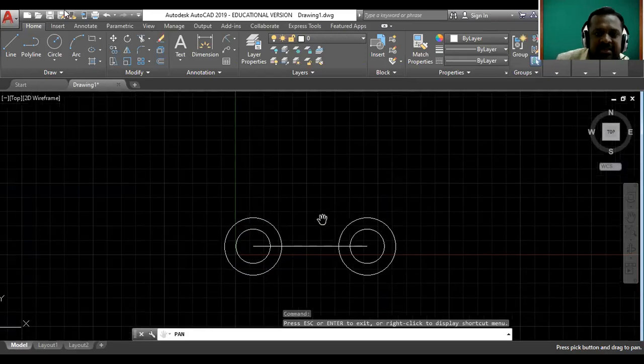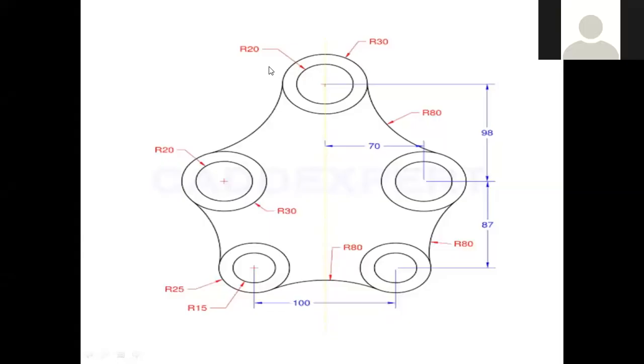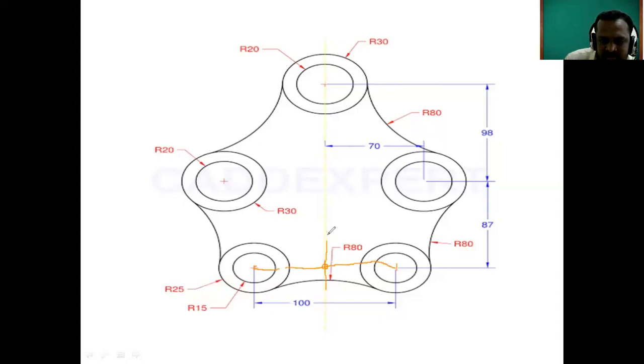Then what is the next step? Yes, what is the next step then? Vertical line. Okay, good. Vertical line. Then we have to take the midpoint of this horizontal line, which we have already drawn. From this midpoint we have to draw a vertical line of a distance 87, and from this point we have to draw one horizontal line of 70, so that we get the center point of this circle. Yes, am I right? Yes, sir. Okay, then draw it.